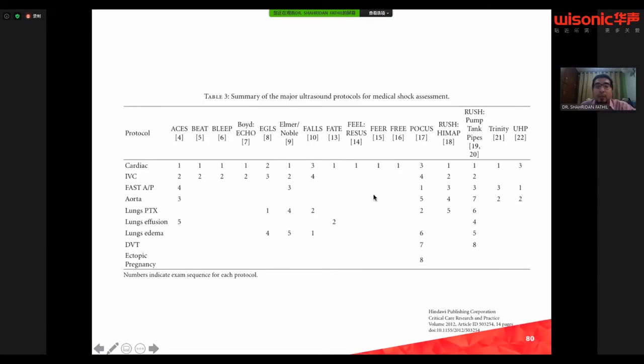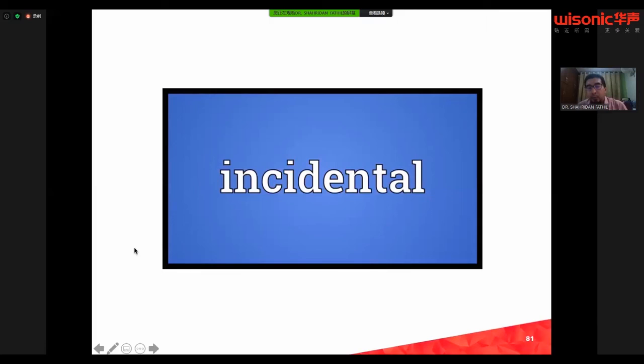So there are a few modalities, and we can see that different protocols would describe, they may include some components of point of care ultrasound, but some may not include. But one of the most complete would be RUSH: cardiac, IVC, FAST, aorta, lung, DVT. There have also been incidental findings for those who are practicing vascular access, as well as ultrasound-guided regional anesthesia.